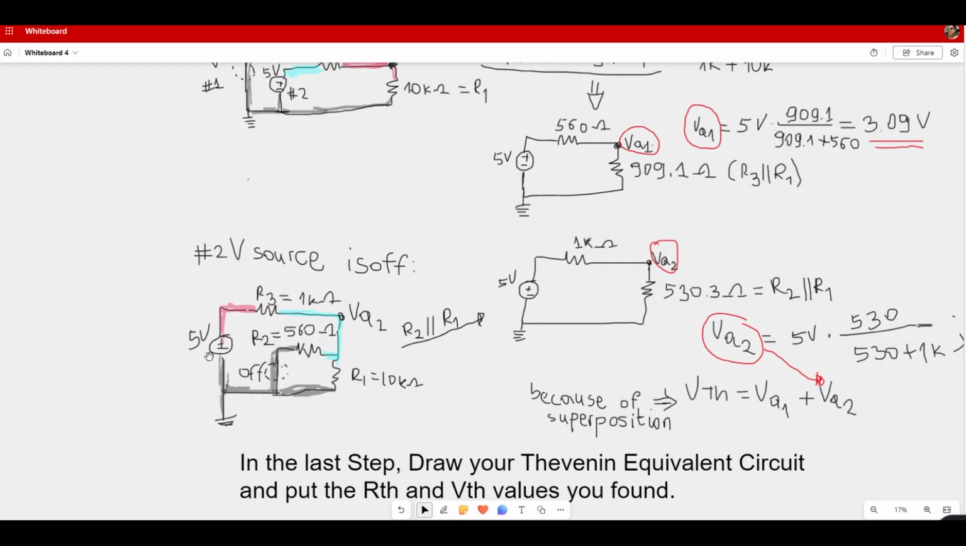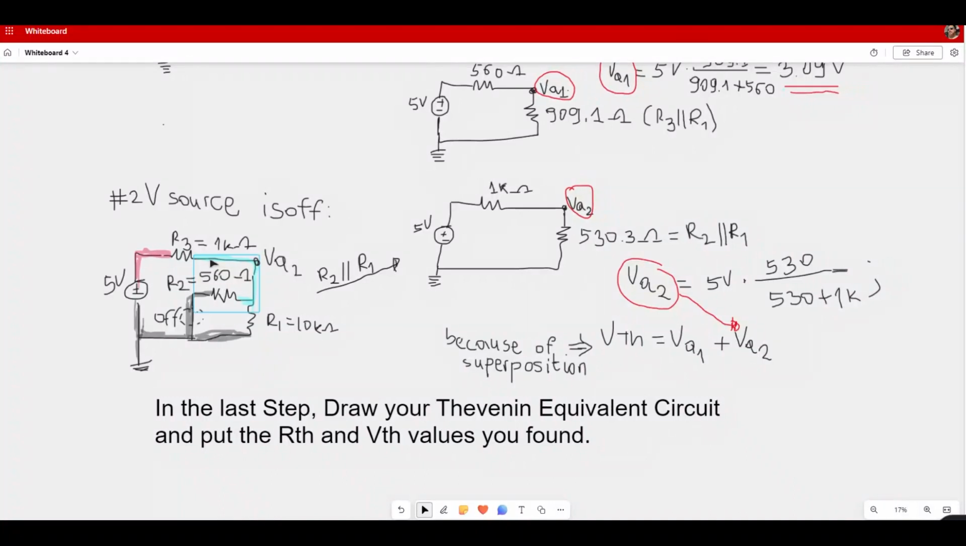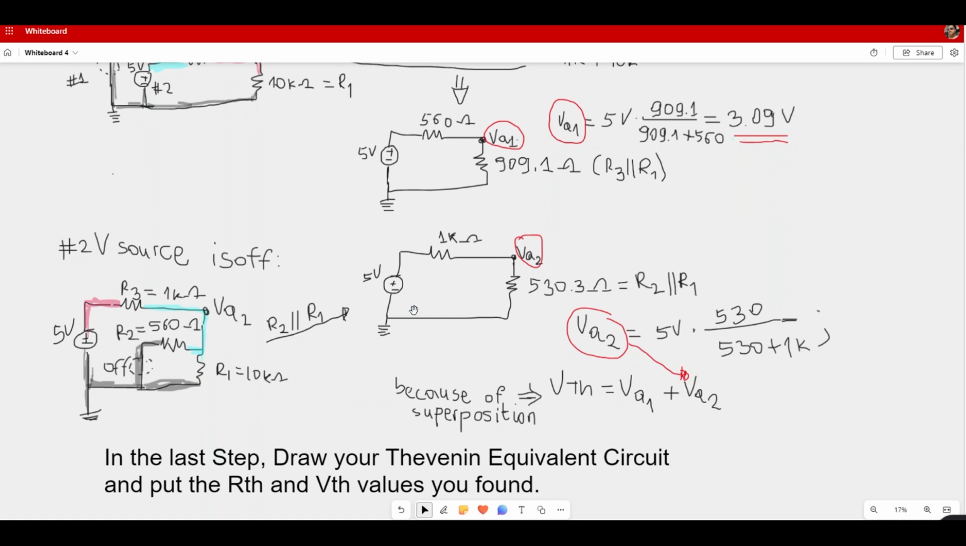We turn on the other voltage source while turning off the second voltage source, and coloring the resistors shows that R2 and R1 are sharing the same colors in this case. Making another circuit combining R2 and R1, we will have this circuit, where the equivalent resistor became 532.3. This value comes from R2 and R1 being in parallel. And we already have R3, which is 1K, and from here I labeled this node as VA2.